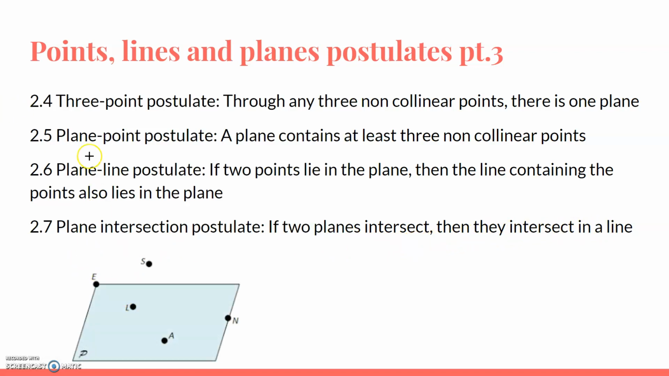So as we can see here, the first 2 are true. There has to be at least 3 non-collinear points for a plane to exist, and the plane must contain at least 3 non-collinear points. So if there are 2 points in a plane, the line for those 2 points also must be in the plane. You won't see the line all the time, but you should know that they do exist. And then lastly, the plane intersection postulate. As we can see here, planes P and Q intersect at one single line, line M.